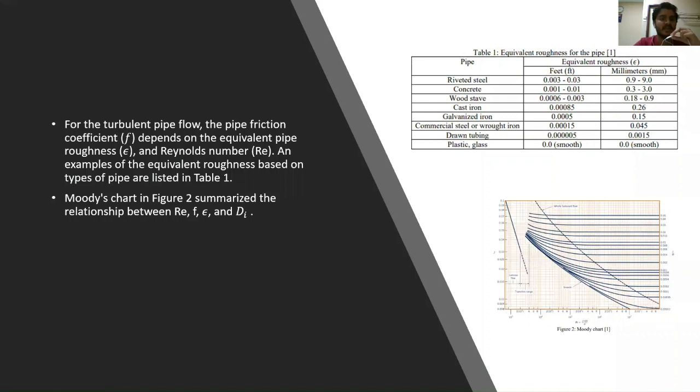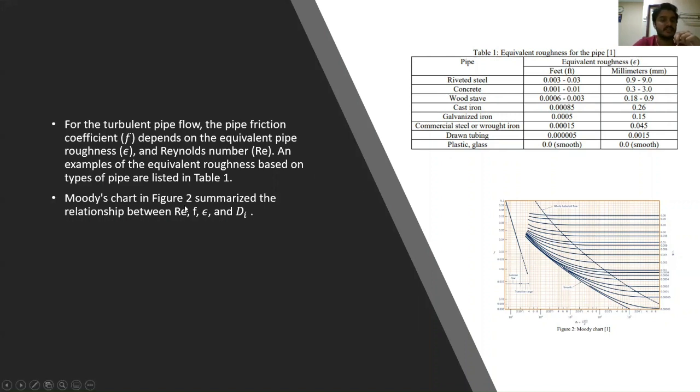For turbulent pipe flow, the pipe friction coefficient depends on the equivalent pipe roughness and Reynolds number. An example of equivalent roughness based on the type of pipe is listed in table 1. As you can see here, different types of pipes have different roughness, which causes them to have different friction coefficients. As you see, steel has more roughness, which means it has a higher friction coefficient compared to plastic and glass, whose roughness is 0. So eventually they have the lowest friction coefficient.